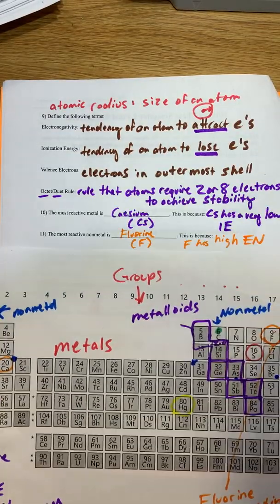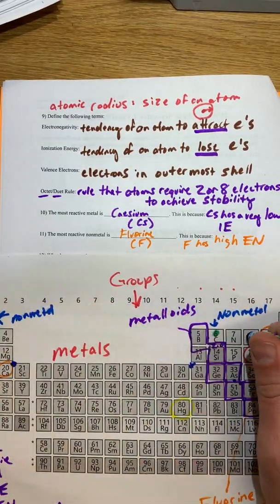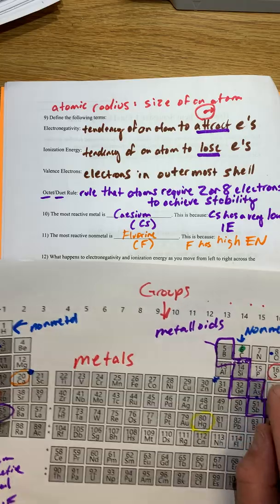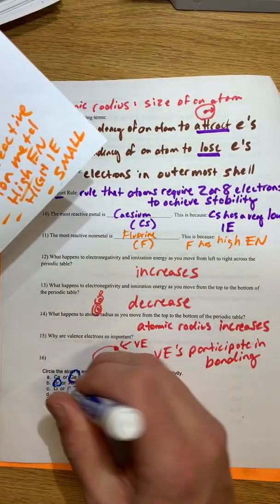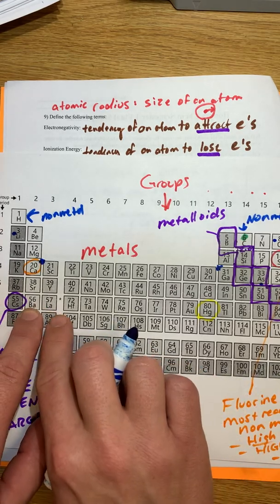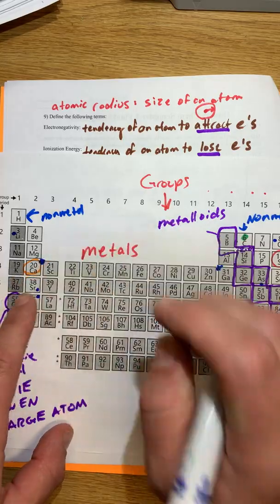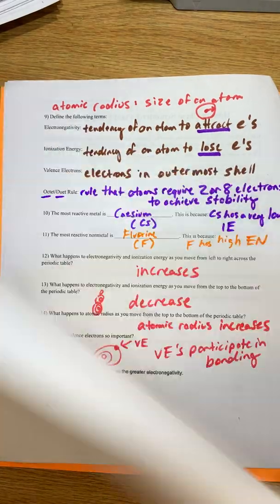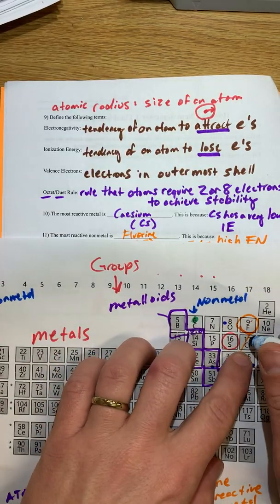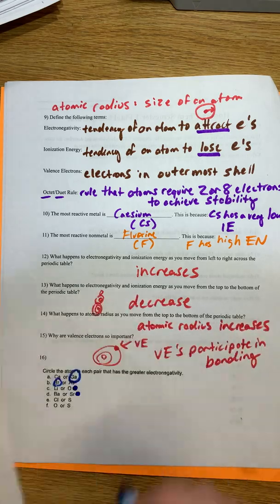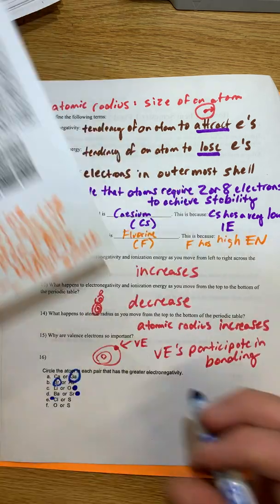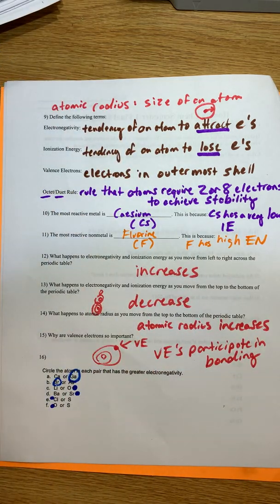Okay, lithium or oxygen? Lithium's here, oxygen's here. Oxygen is further to the right, okay. So it's going to be oxygen. Barium or strontium? Barium is here, strontium is here. Strontium is further up. So that would be the correct answer, strontium. Chlorine or sulfur? Chlorine and sulfur are here. Chlorine is further to the right, so it's chlorine. Oxygen and sulfur. Oxygen is further up, so it's more electronegative. All right, we'll pick it back up in the next video.